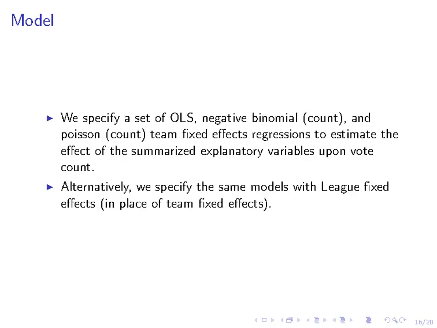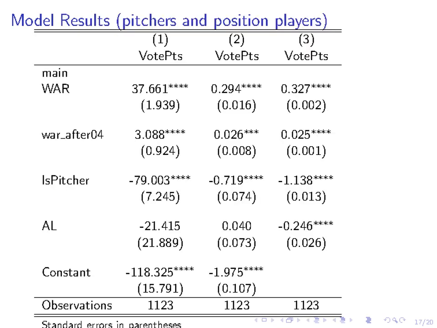To test this, we specify a set of OLS and negative binomial count models. We also use Poisson count models. And each of these models has team fixed effects regressions to estimate the effect of the summarized explanatory variables upon vote count. Alternatively, we specify the same models with league fixed effects in place of team fixed effects. So here are the regression results for our OLS, negative binomial, and Poisson models, respectively.